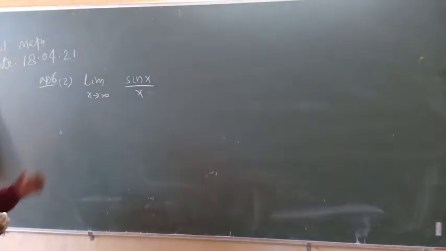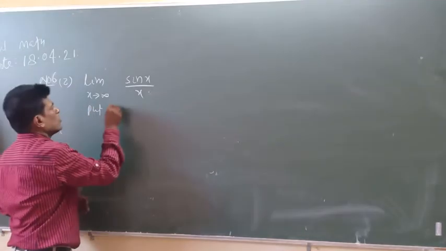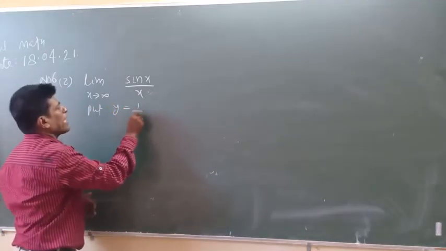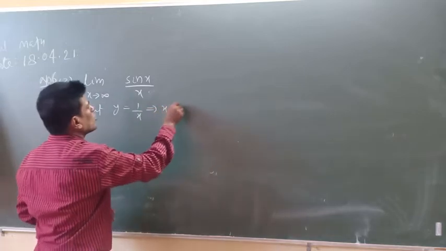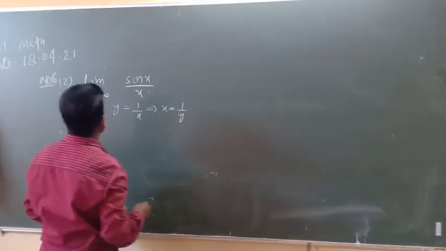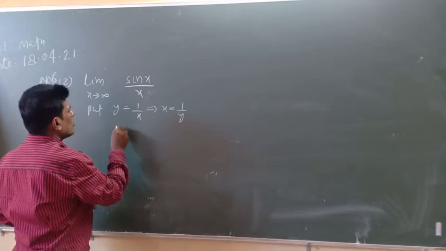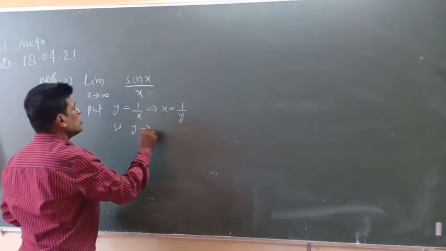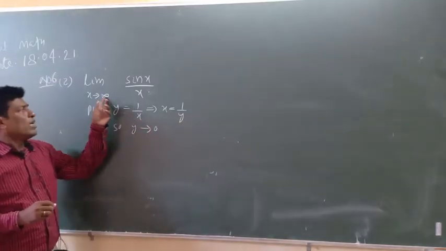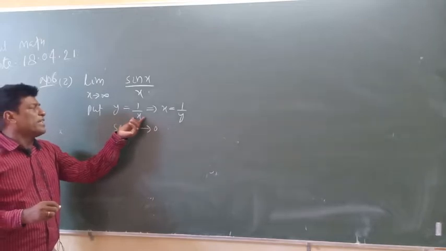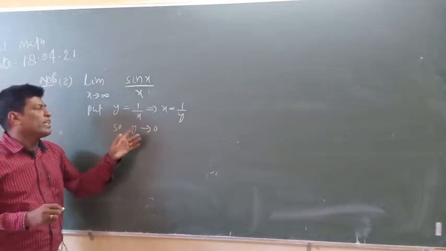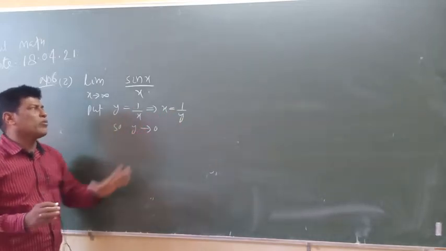In this case, particularly in this question, you change the limit from x to y. Put y is equal to 1 by x. That implies x is equal to 1 by y. So y tends to 0, because putting the value of x as infinity, 1 by infinity is equal to 0. So y tends to 0 and x is equal to 1 by y.